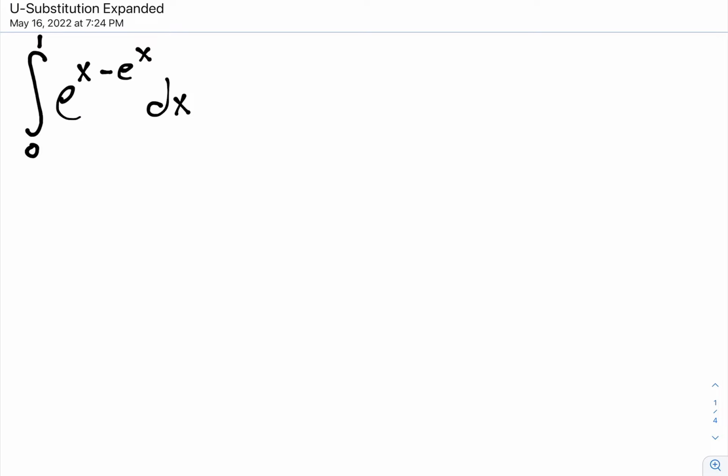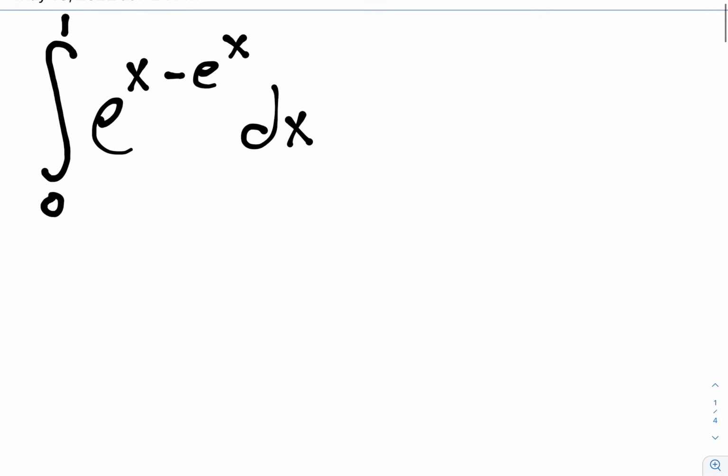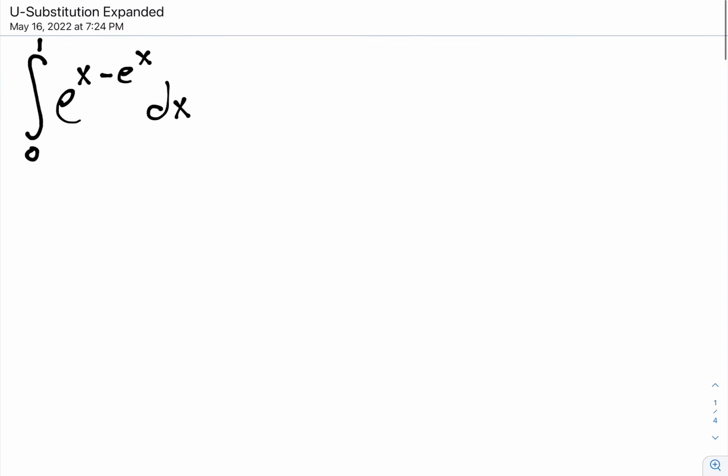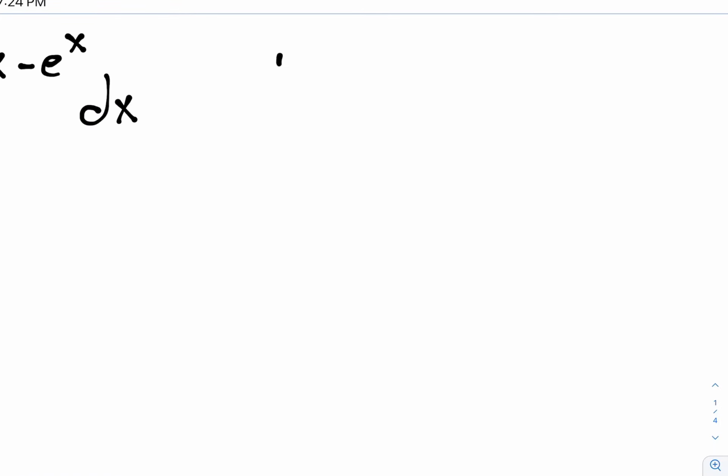Okay, so this one here, we're taking the definite integral from 0 to 1 of e to the x minus e to the x dx. So the first thing we're going to do is look at what we see twice. There's an e to the x here and an e to the x here. Typically when we see something twice and we're trying to do a u substitution, we want to set that thing equal to u. So u is going to be equal to e to the x.